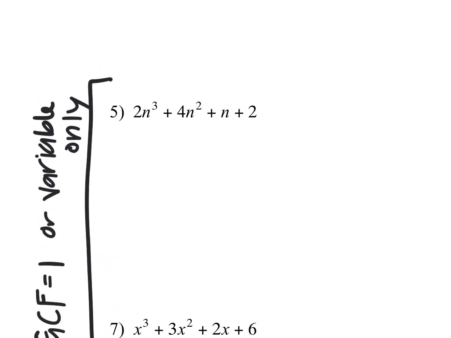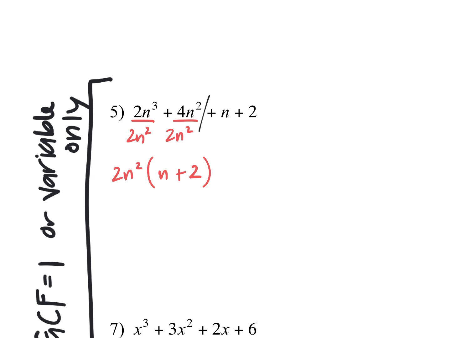On number 5, we're going to split this in half. And on the left-hand side of my 4-term polynomial, I'm going to look at my GCF from 2n to the third and 4n squared. And I'm going to take out 2n to the second power. And when I take out 2n to the second power and I divide that out, I'm going to get n plus 2.